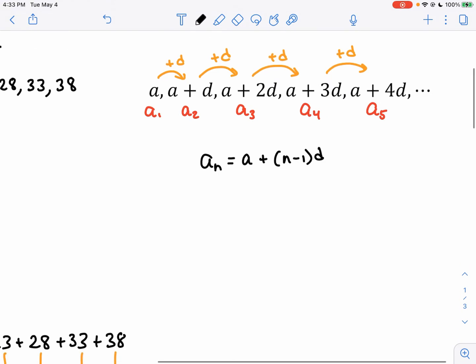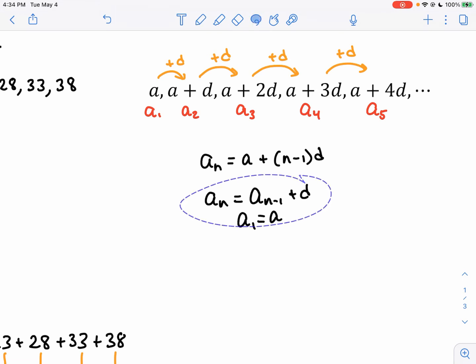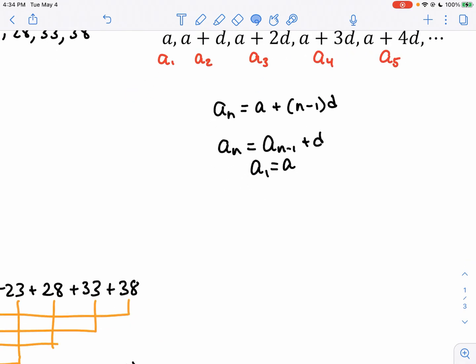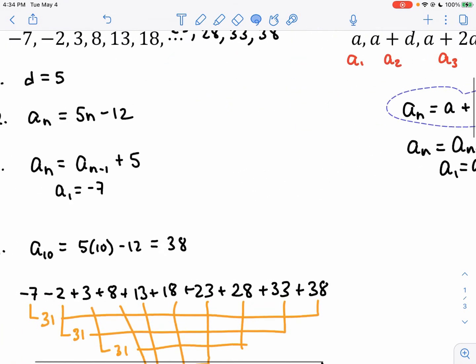Now a recursive formula would simply be A sub N is equal to the one before, A sub N minus 1, and then add D, where we say that the first term is just A. So here's our recursive formula given this general arithmetic sequence. Notice that I could have used this general formula over here in this case.